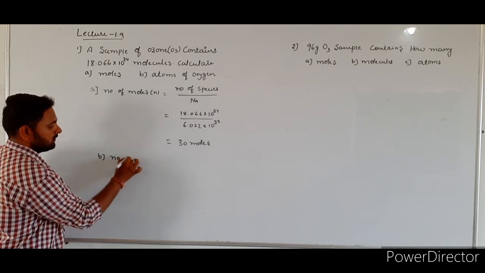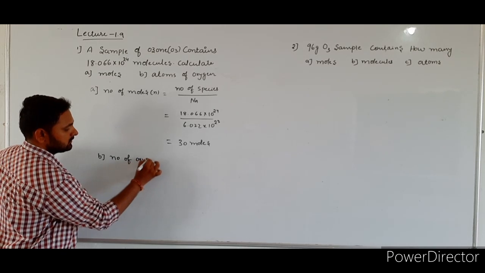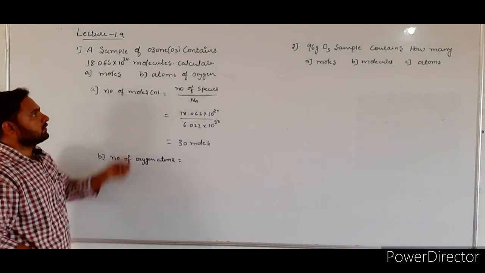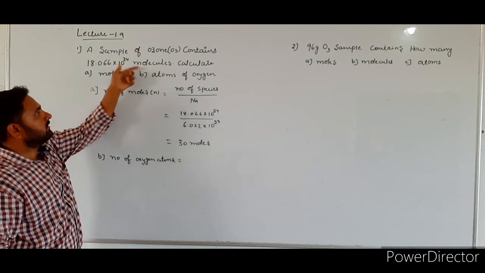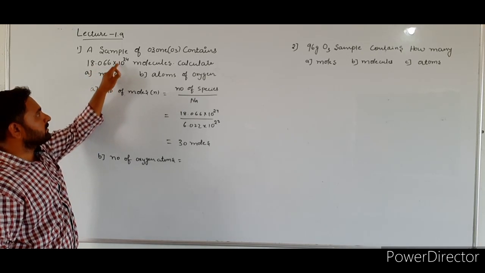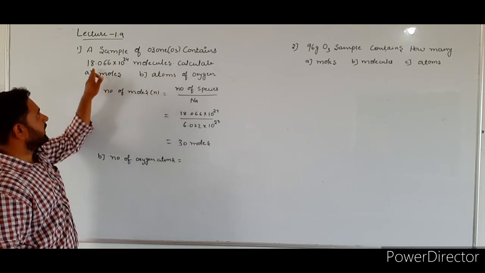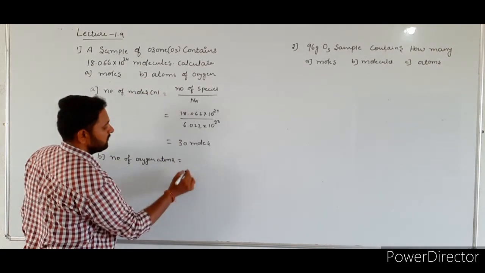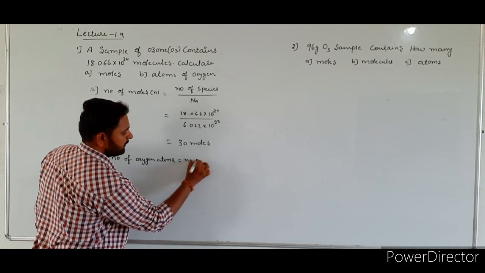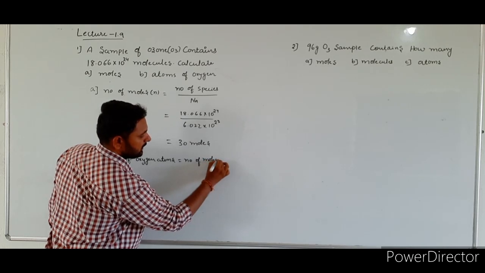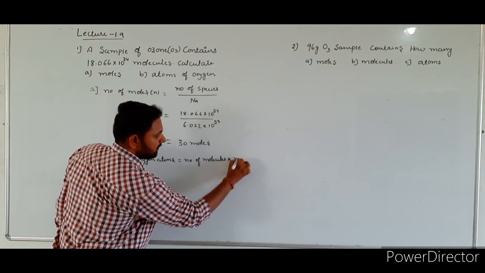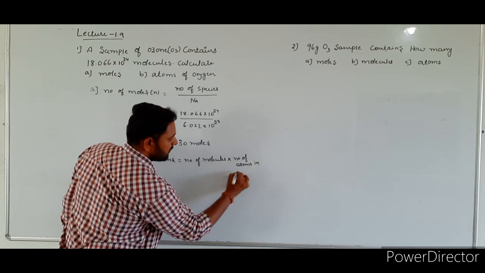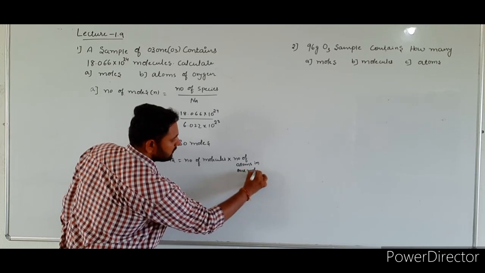Next, number of oxygen atoms. In the question, he has given 18.066 into 10 power 24 molecules. Now write the number of molecules into number of atoms in one molecule.